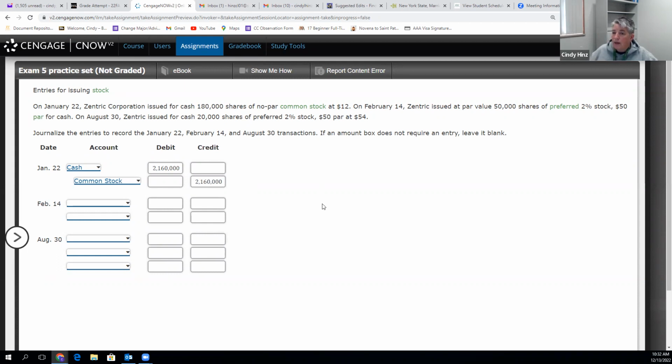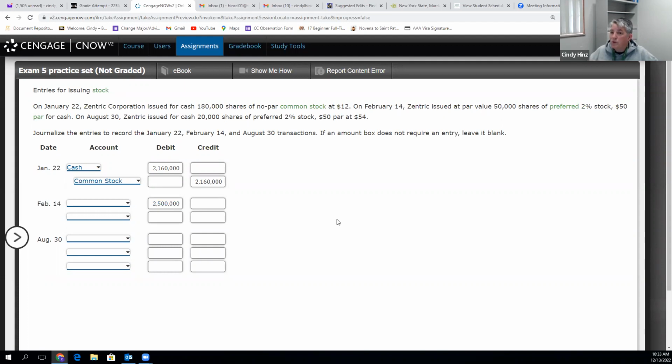Moving ahead, then on Valentine's Day, Zentric issued at par 50,000 shares of preferred 2% stock. So that 2% represents the dividend amount. When dividends are declared, they will get 2% of the par value. And the par value on these shares is $50, and they were issued at par. So $50 times 50,000 shares is $2.5 million.